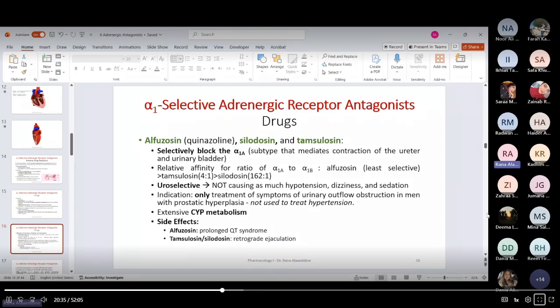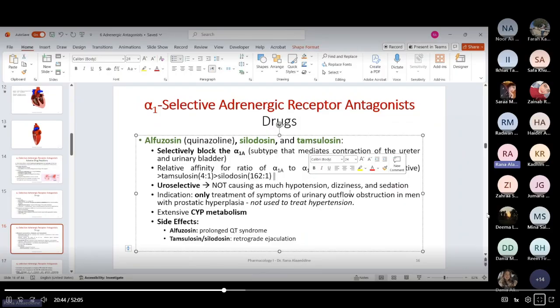Alfuzosin, silodosin, and tamsulosin are selective to the urinary bladder. They will not cause hypotension or dizziness or sedation like the other drugs we talked about. These drugs block alpha-1, but they block the subtype that is present mainly in the bladder. Which one is most selective? Silodosin. Which one is least selective? Alfuzosin. Alfuzosin is least selective to the urinary bladder, and silodosin is the most selective.